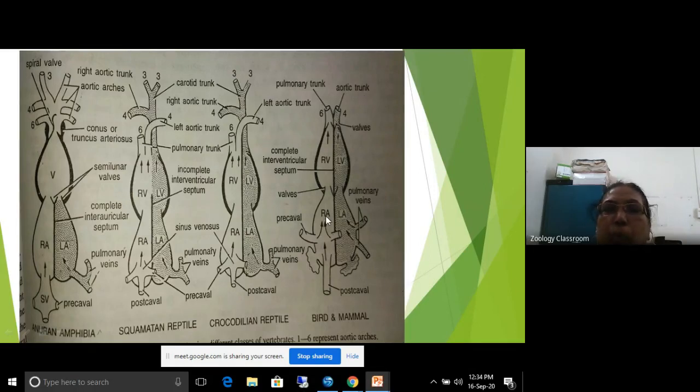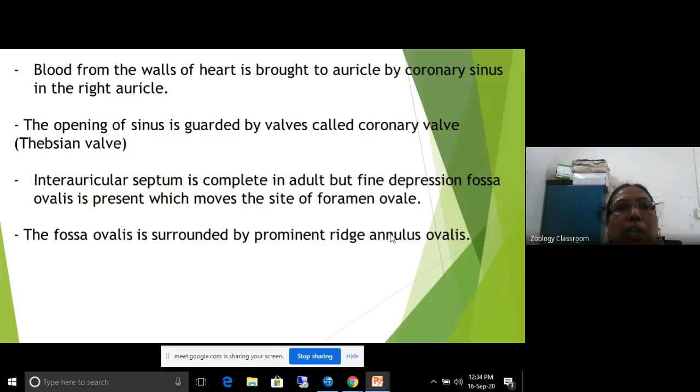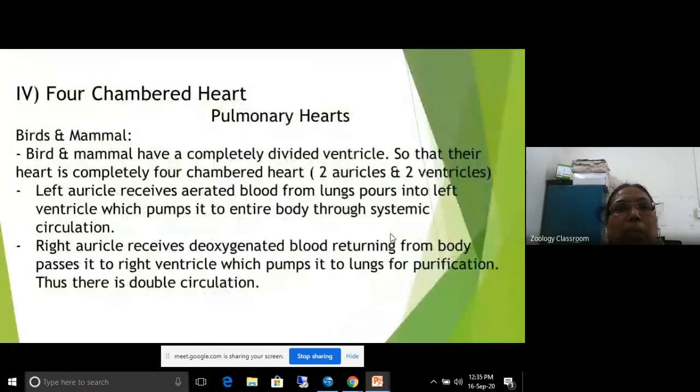So this is the four-chambered heart, and here there is also double circulation. The blood circulation is double circulation. We started from single circulation up to the last, double circulation. Let us see the description. What is the meaning of a four-chambered heart? In birds and mammals, the ventricle is completely divided, so the heart is completely four-chambered, meaning two auricles and two ventricles.